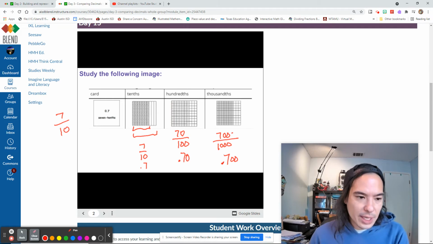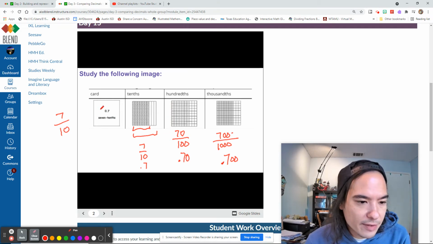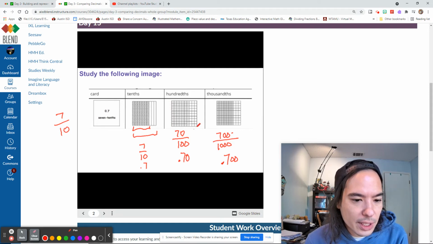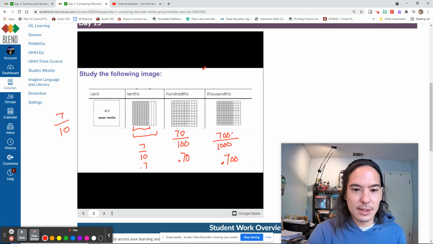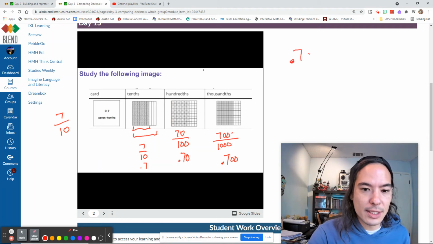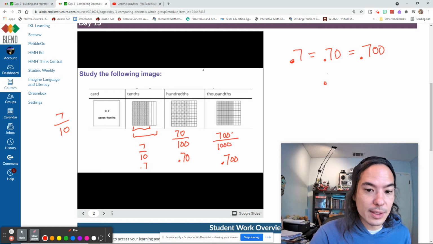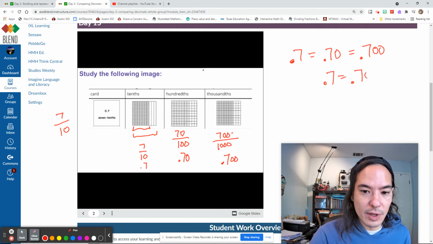So when we're looking at this, it's all the same thing: 7/10 as a decimal, 7/10 as a fraction, 7/10 as a word form. Now, 7/10 as a base 10 picture looks like this. But also look at this. The same value is shaded when we're looking at 70 hundredths, and the same value is shaded when we're looking at 700 thousandths. That means that 7/10 is equal to 70 hundredths, and 70 hundredths is equal to 700 thousandths. So that also means 7/10 is equal to 700 thousandths.